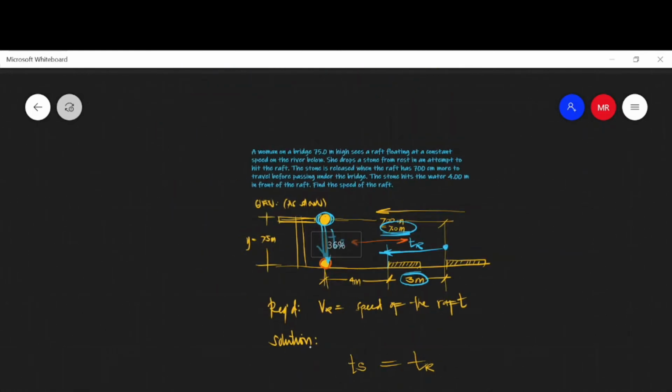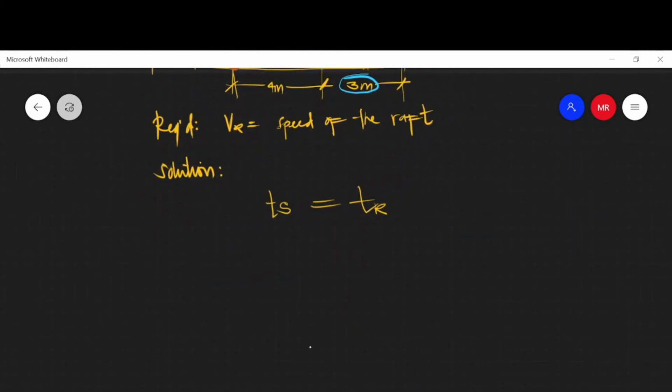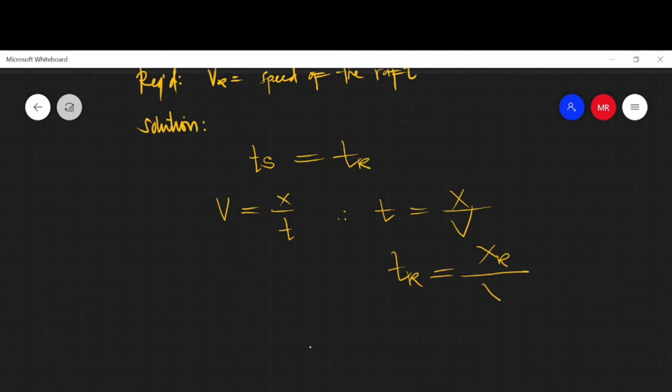Now, since the raft is moving at a constant velocity, we'll just use the velocity equation. Velocity is equal to x over t. Therefore, t is equal to x over v. So the time of the raft is the distance traveled by the raft over the velocity of the raft.